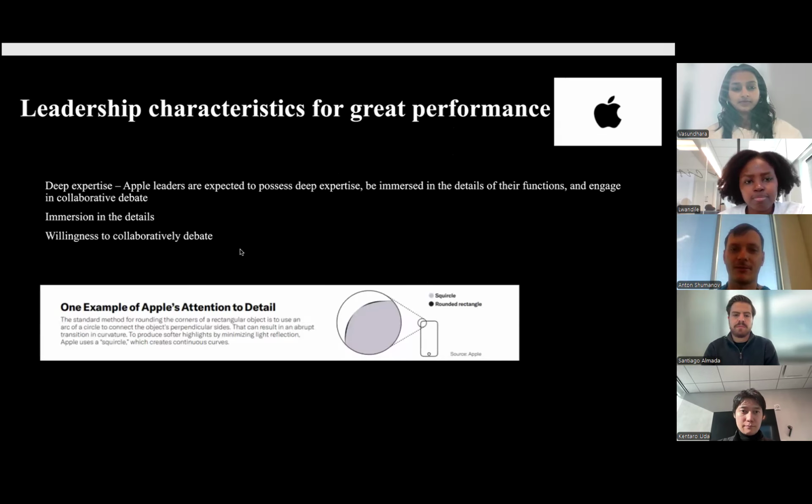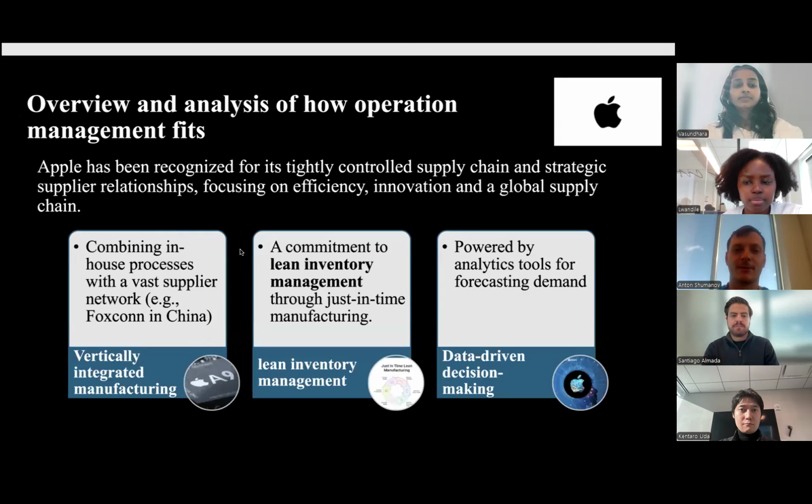Next slide, please. A little bit about the leadership that adds to the performance. They stress 3 main characteristics: deep expertise, immersion in the details, and willingness to collaboratively debate for new innovations and new ideas inside the company. And next one. Now Vasu will be talking about the overview of the operations management fit.